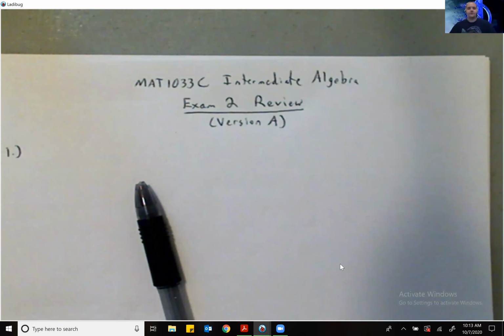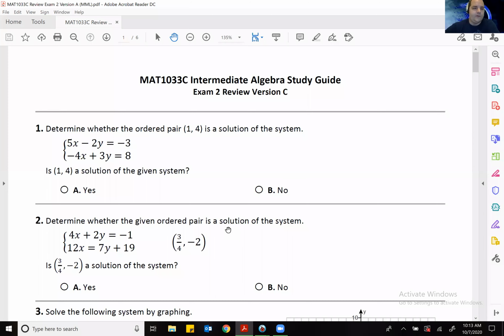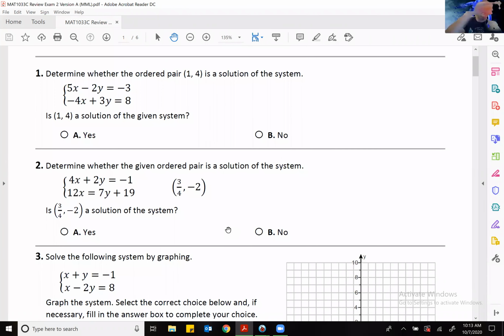All right, so question number uno. For those of you that don't know Swahili, that's 1. Determine whether the ordered pair (1, 4) is a solution of the system. And there's our system: 5x minus 2y equal to -3 and -4x plus 3y equal to 8.